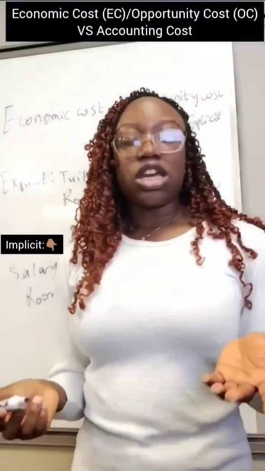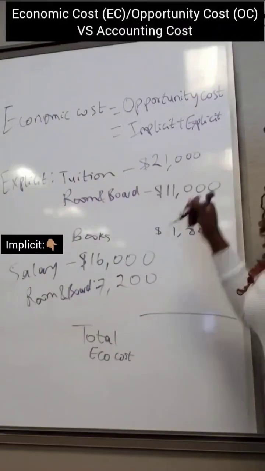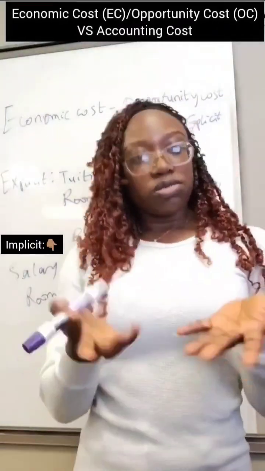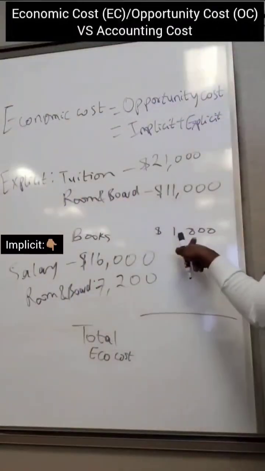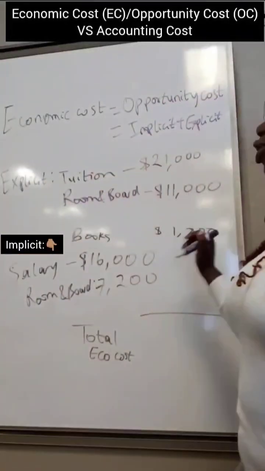How about rent? You've got to pay for the room you're staying in and all of that. So let's say the room and board is $11,000. And also you've got to pay for books, right? So let's say the cost of books is $1,800. All right. So we keep those explicit costs lined up.